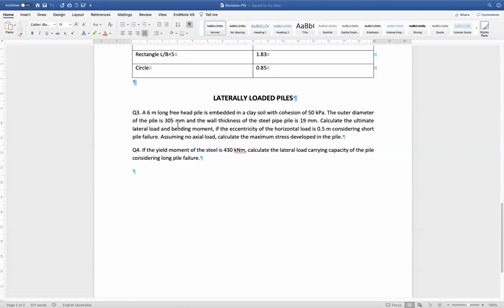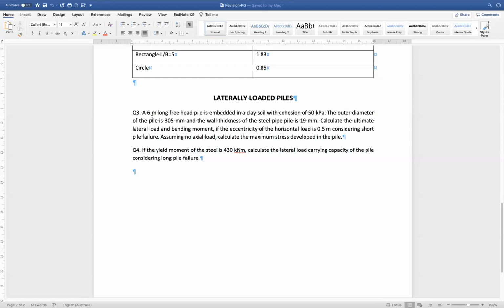So question number 3 is about the short pile failure scenario. Question number 4 is about the long pile failure scenario. And the difference is that in the short pile failure scenario, you need to determine the value of the maximum bending moments. But in the long pile failure scenario, you need to equate the maximum bending moments to the yield moment of the pile in the system. So the maximum bending moments will be given as the yield moments of the system. So you only need to solve for the ultimate lateral load in the case of the long pile failure scenario.